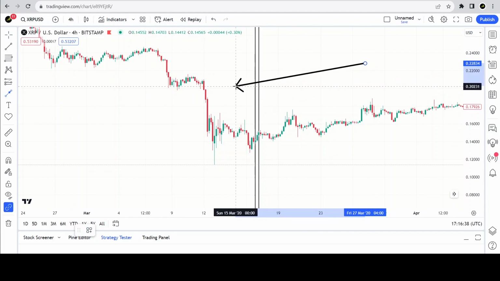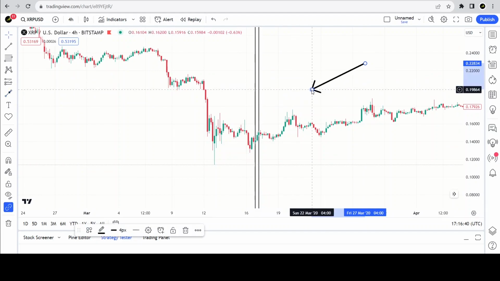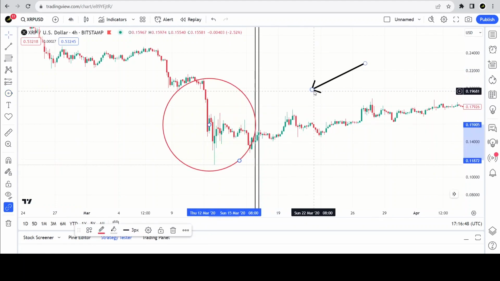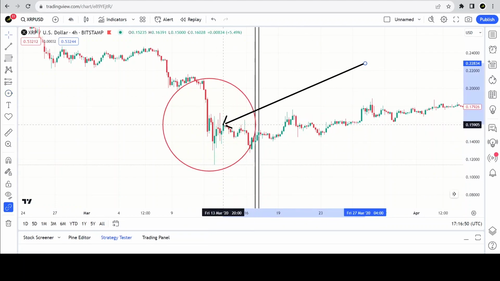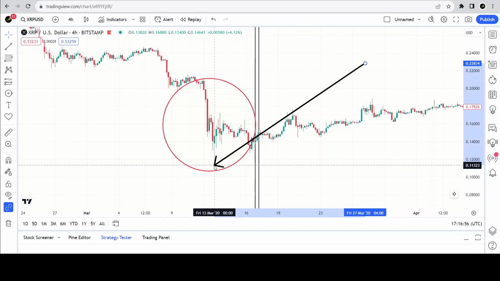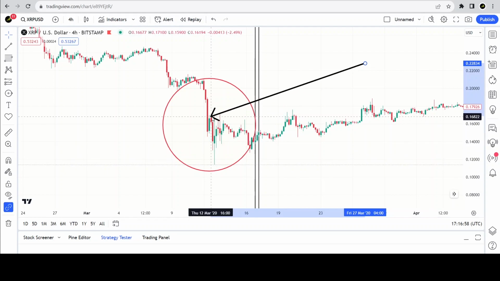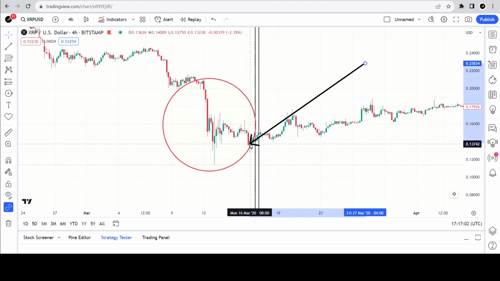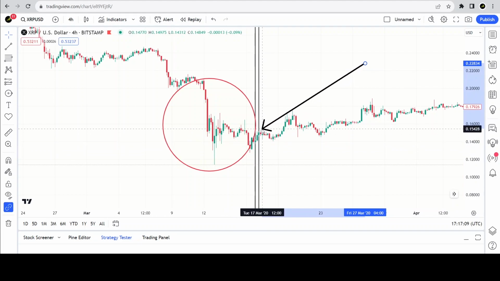So this here is fractal 2, and this is fractal 3. And this area is what we have just recently completed. In my previous video, I talked about this possibility of a wick down. Now, thankfully, that did not happen. It moved down, and it completed this bottoming out structure right here. We are now in this part right here.